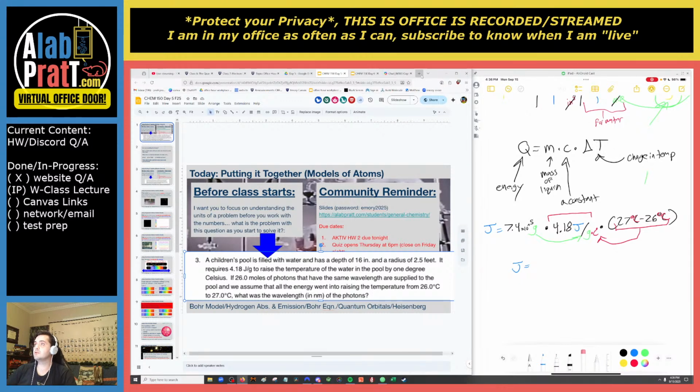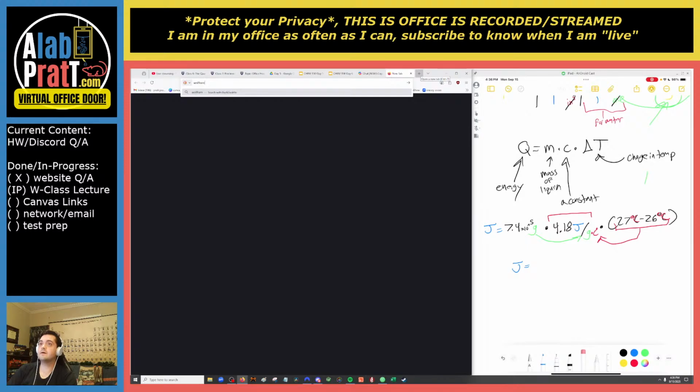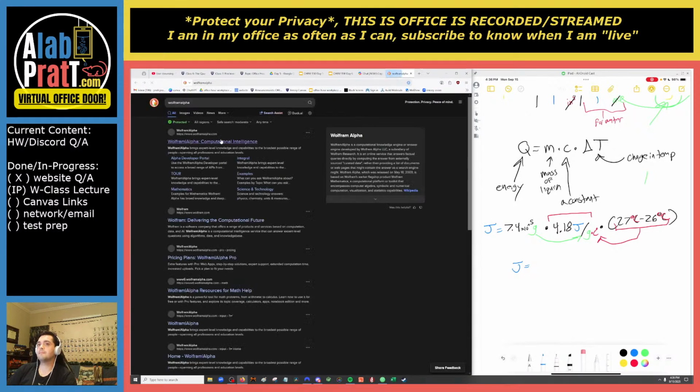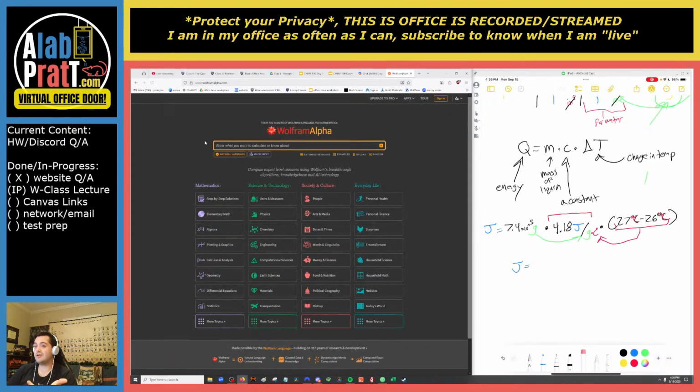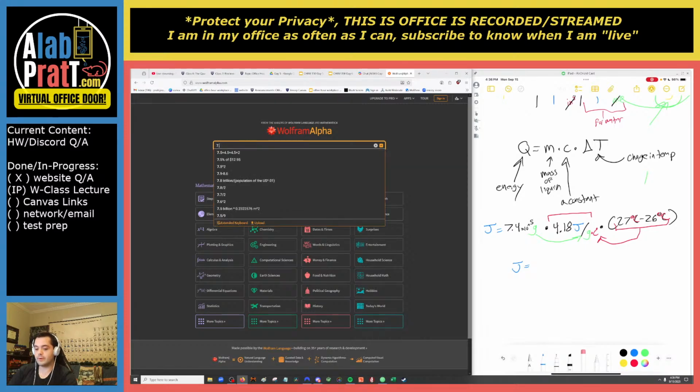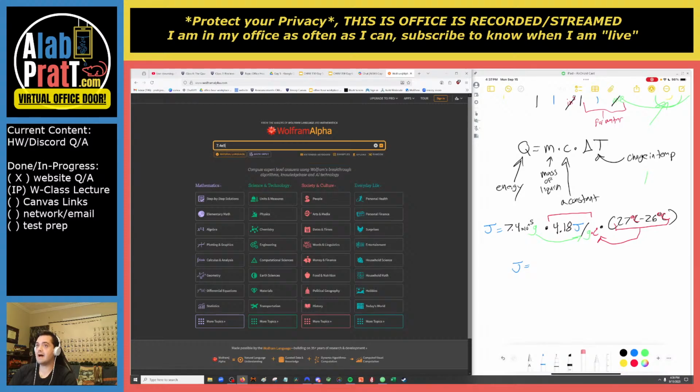Again, I can go to Wolfram Alpha, my online calculator. If I don't have a scientific calculator, this is a really great resource. I'll say 7.4 e to the 5 grams, and I'm going to multiply that by my constant, the thing that relates how much water I have and how much the temperature of the water is going to change. I have a lot of water, a kid's pool's worth of water, which I've measured in grams.